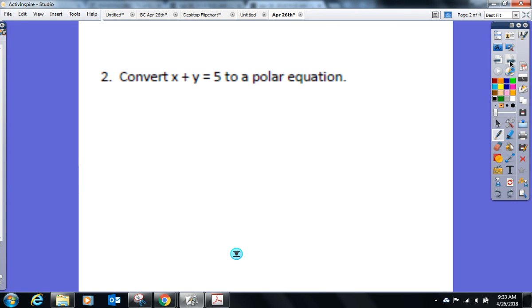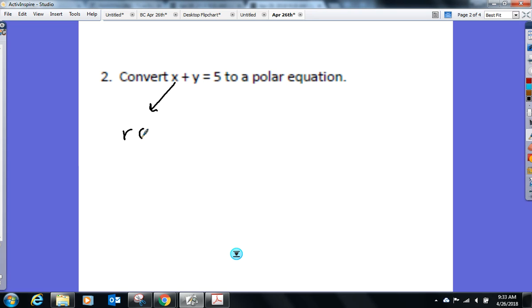Okay, everyone ready for the next one? Convert this one to polar. What do you guys see up there? Which variables do you see from the rectangular? X and Y. So what do you want to substitute in for X? R cosine theta plus R sine theta equals 5. But you guys know you got to solve for R, and there's 2 of those up there.